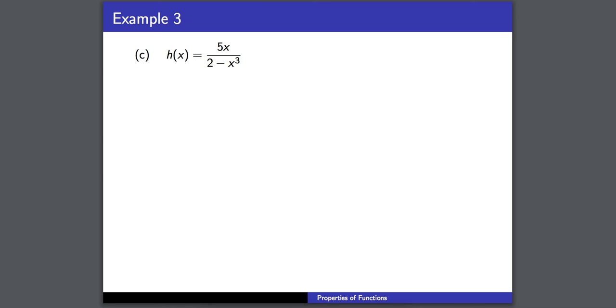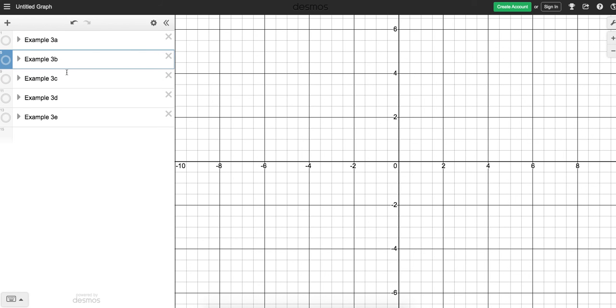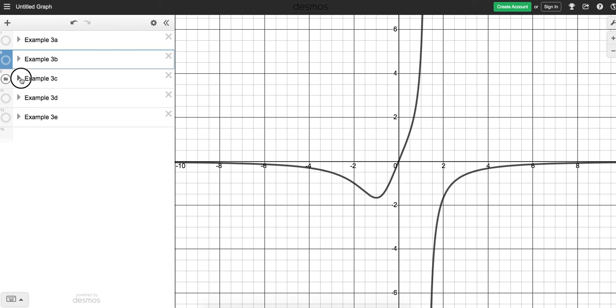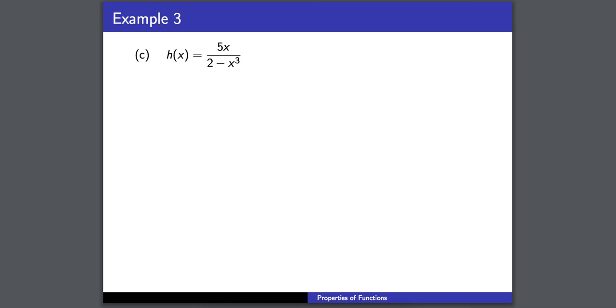All right, part C, 5x over 2 minus x cubed. So we're just really tweaking these a little bit. Let's take a look at that graph. So here's 5x over 2 minus x cubed. It doesn't look like the left and right halves are equal, and it doesn't look like if I flip it over the y and then flip it over the x that I'll get the graph to line up on itself. I have a suspicion this is neither, so let's take a look.